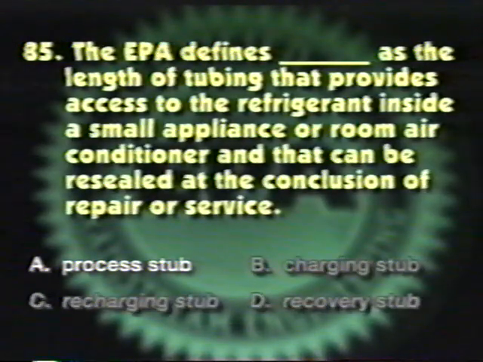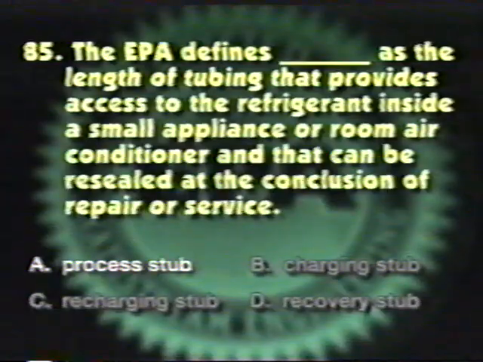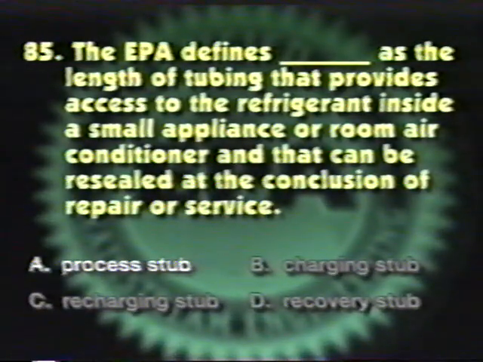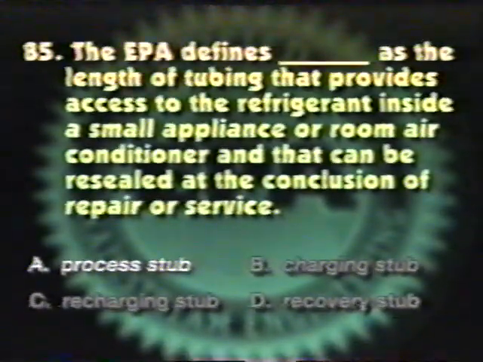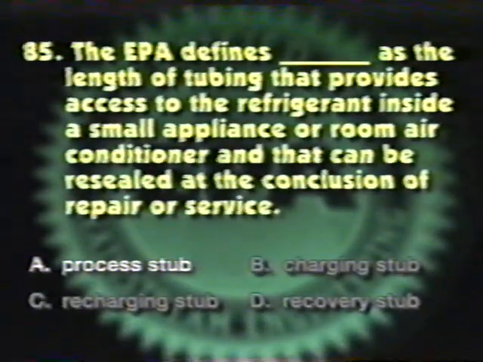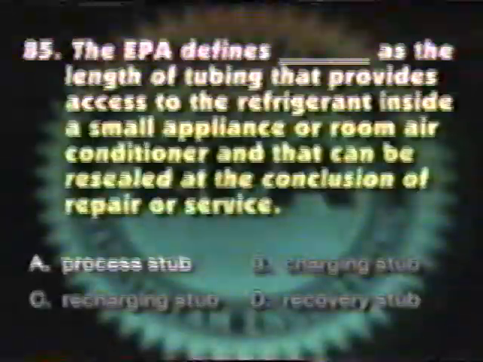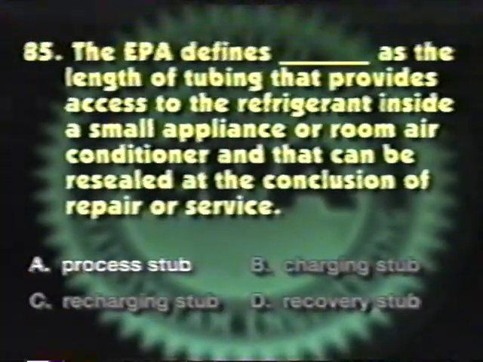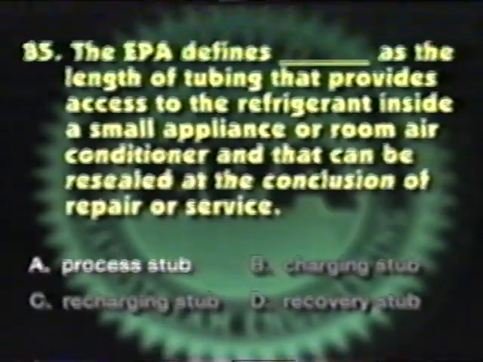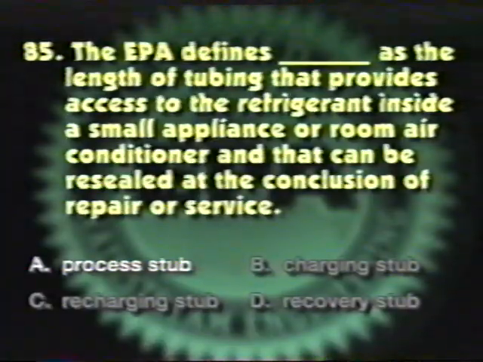The correct response is A. Process stub. All manufactured appliances must be equipped with a service aperture or process stub. All appliances, except small appliances, manufactured after November 15, 1993, must be equipped with a service aperture. Small appliances manufactured after November 15, 1993, can be equipped with either a process stub or a service aperture.